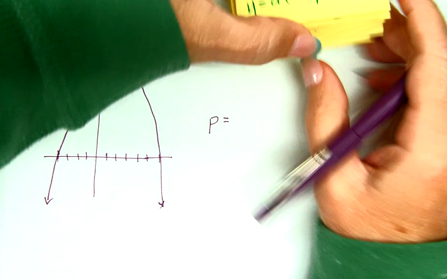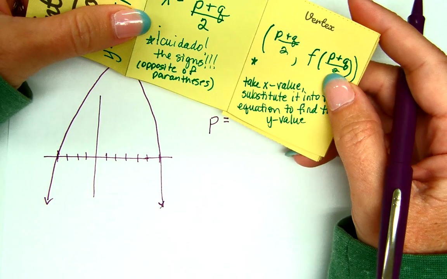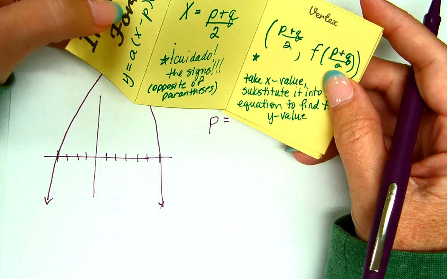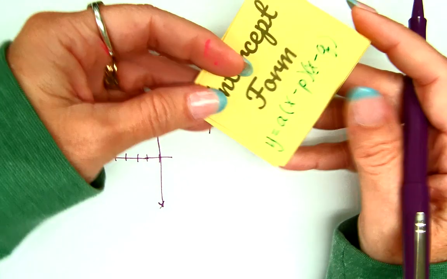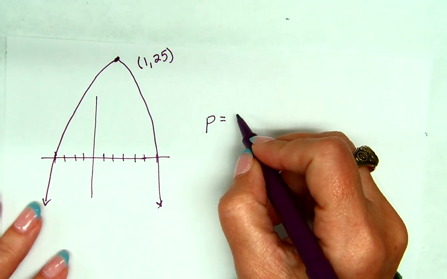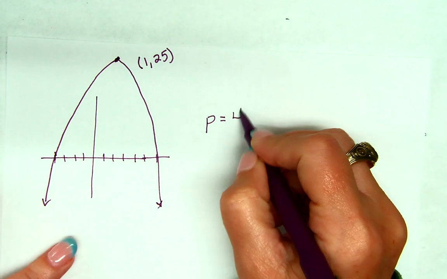Do you remember when we looked at this and we put a star? Because we have to be careful. Cuidado, we said? Because of the signs. So what's P? And what's Q?